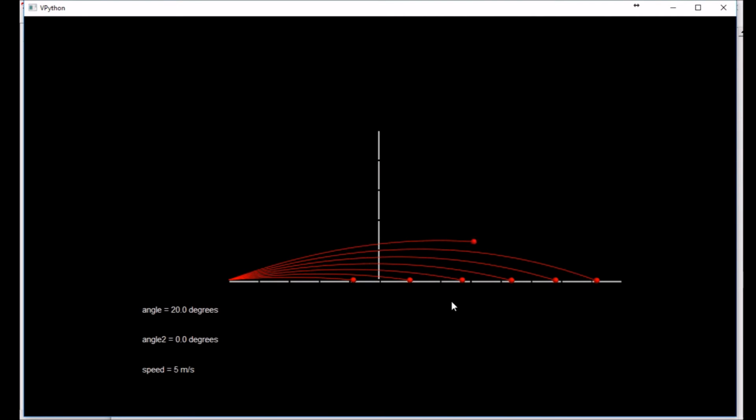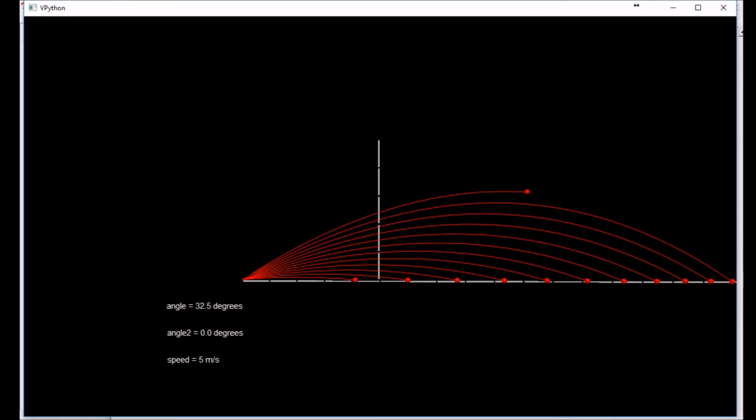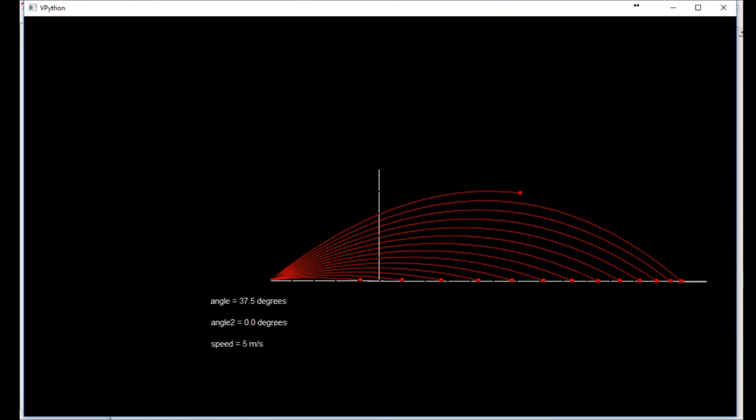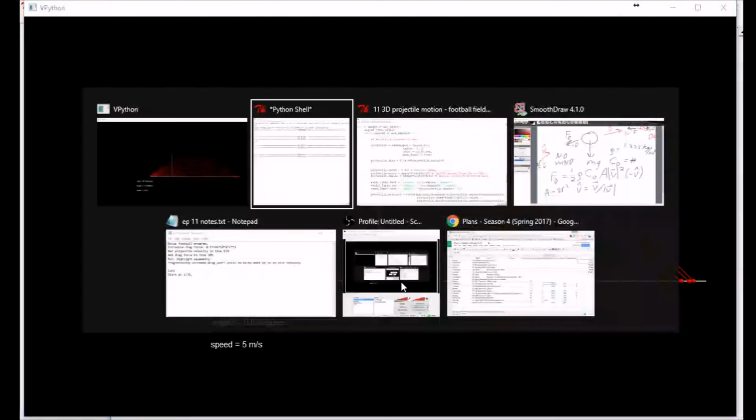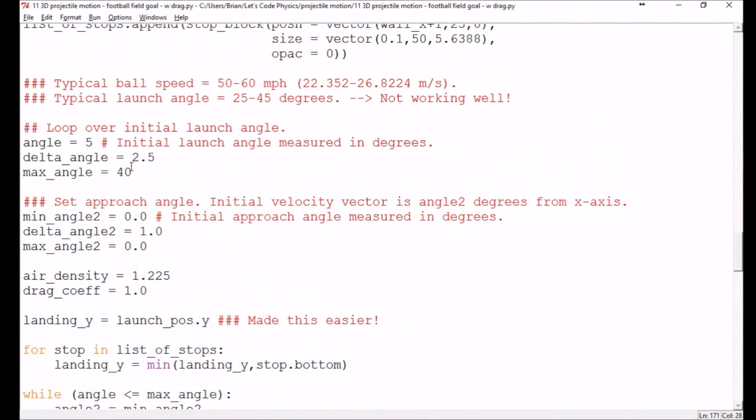There we go. Okay, that's the projectile motion we know and love. I'm not really seeing a whole... Okay, I'm seeing a little bit of asymmetry. Maybe I need to get more angle values for angle 1. So let's go for angle 1. Where are you? There we go. I didn't call it angle 1.